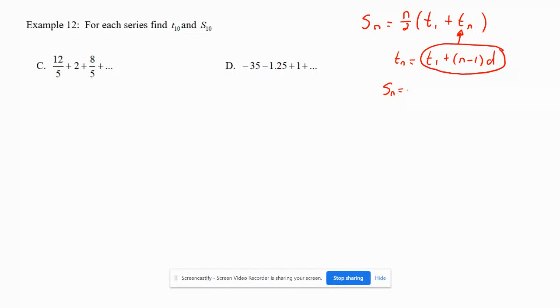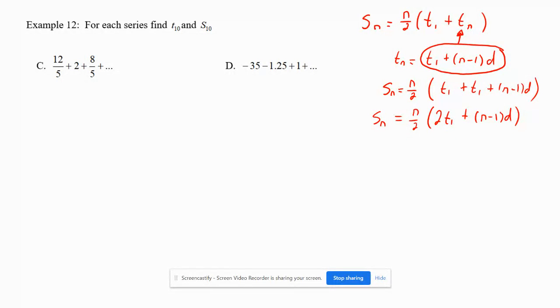So that means Sn equals n over 2. We have T1 plus T1 plus n minus 1 d, which is n over 2 times 2T1 plus n minus 1 d. So this is the second version of your arithmetic series formula. We'll use this one sometimes, and guys, actually, it's going to be easier to use this for these questions over here. So what's different? The first formula is helpful if you know the number of terms and you know the last term. The second formula is like, well, in this case, I don't need to know the last term.